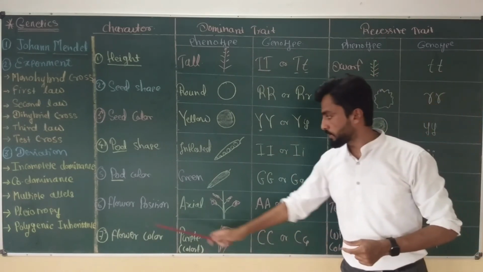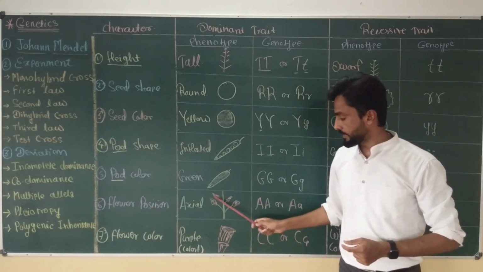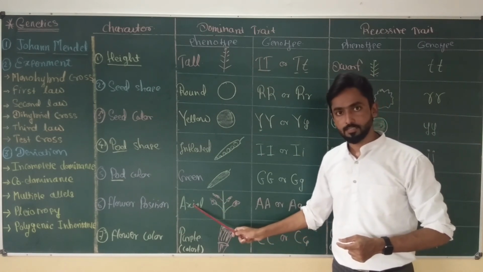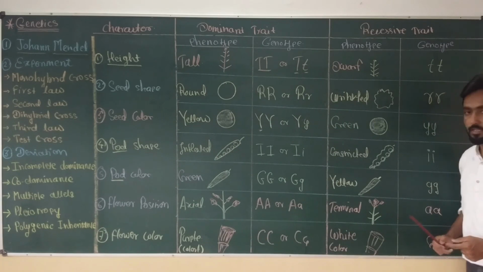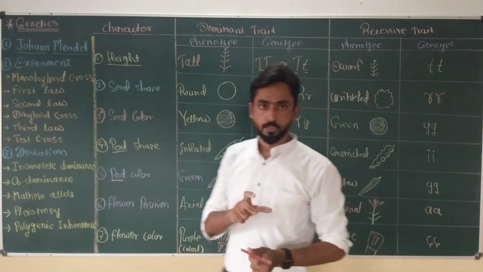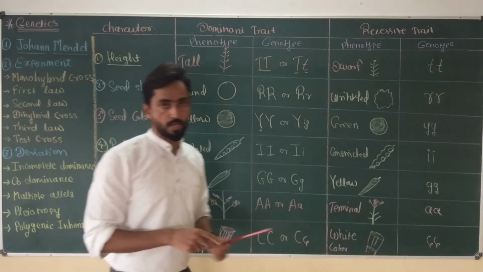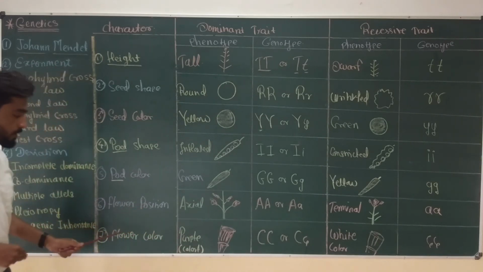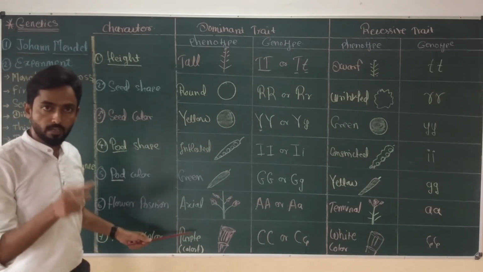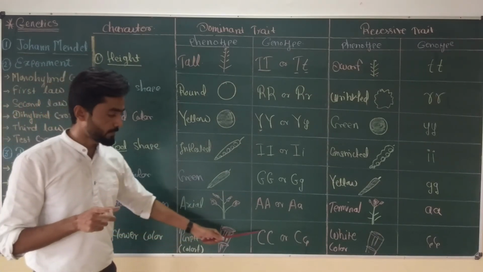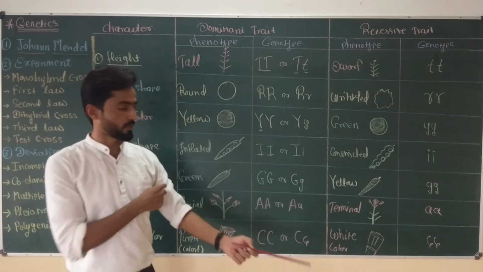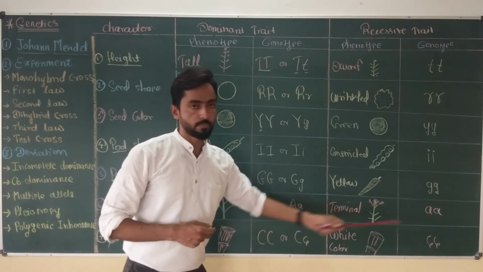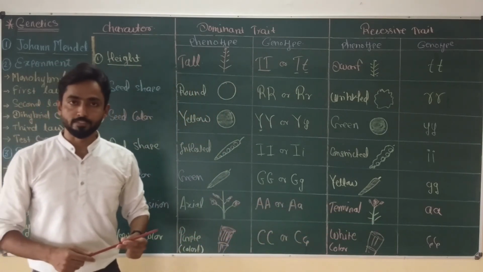The next is flower position. If the flower is at the axis, it is called axial position, which is the dominating character. And if the flower is at the terminal, it is called terminal position, and it is the recessive character. The last character is flower color. Purple color flower is the dominating character, which is represented by capital C genotype or capital C small c genotype, and white color flower is represented by small c genotype.